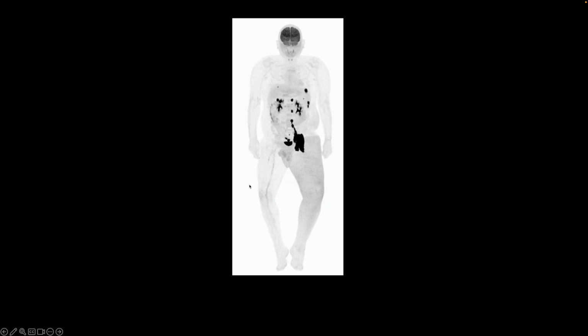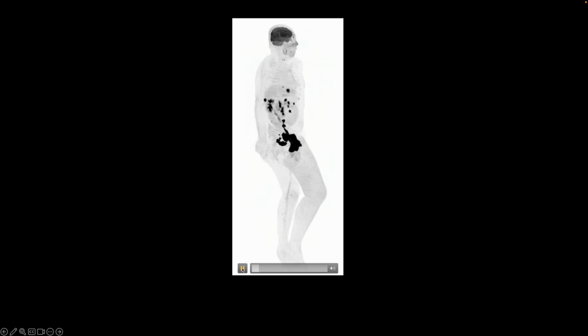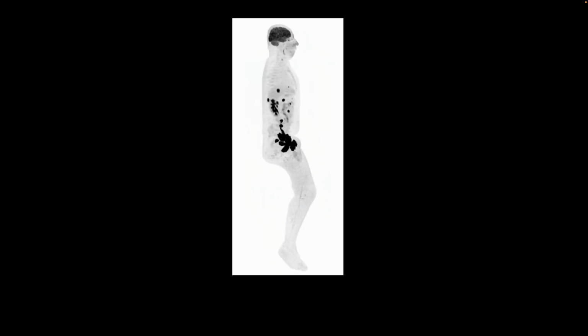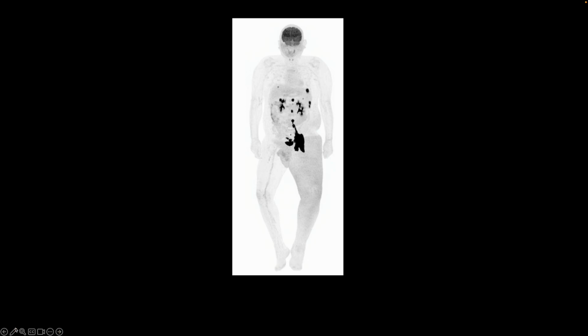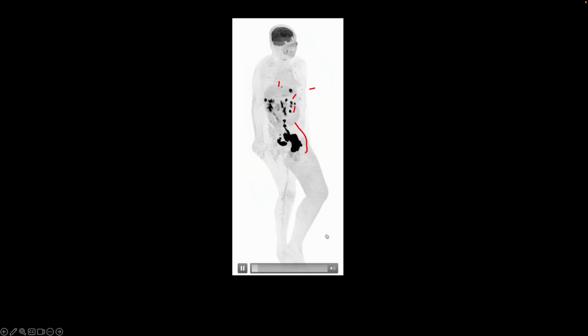All right, so here we have a whole body rotating image from an FDG PET CT. It's FDG because we see intense uptake in the brain. And here on the rotating image, we find that there is hypermetabolic lymphadenopathy. And this hypermetabolic lymphadenopathy is predominantly in the left inguinal region, extending into the pelvis. There are some para-aortic retroperitoneal lymph nodes, probably a focus in the spleen, some nodes there, maybe a focus in the liver. Let's take a look at the rotating image again.